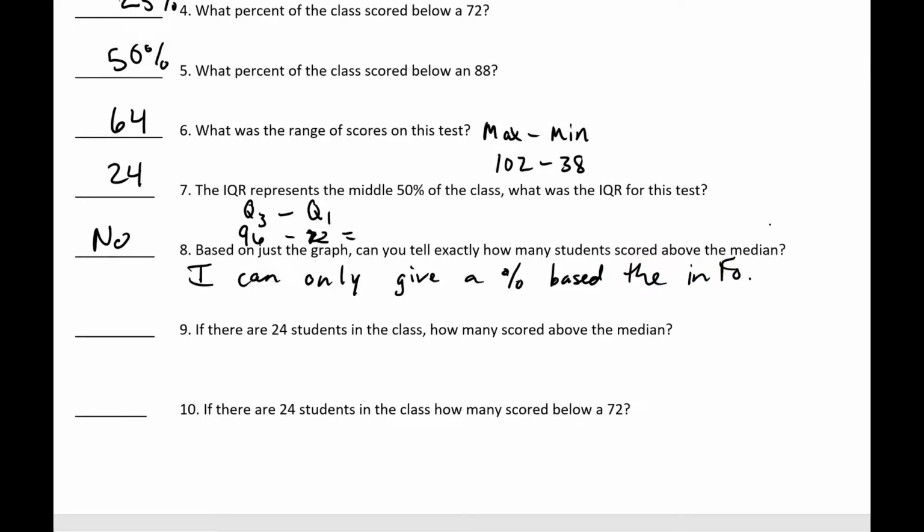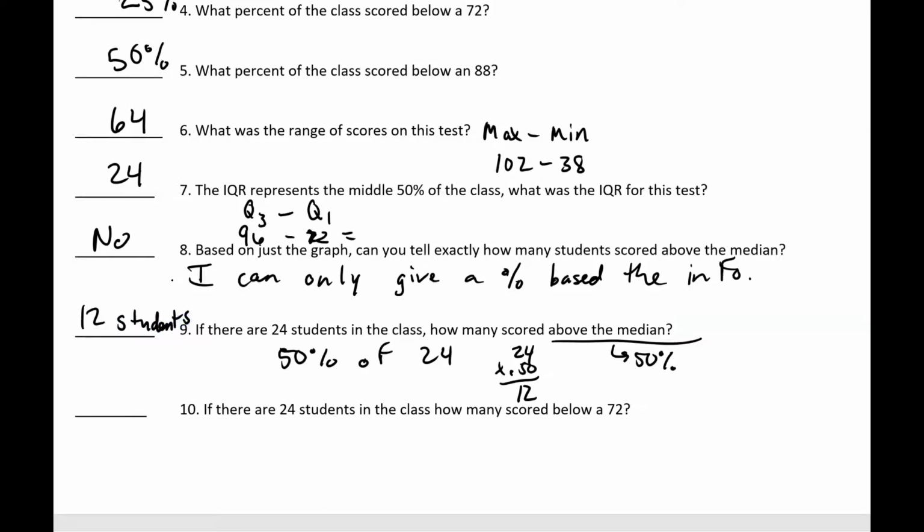All right. So number 9, if there are 24 students in the class, how many scored above the median? So above the median is 50%, right? Because below the median is 50% and above the median is 50%. So you're just going to take what is 50% of 24. Remember, that keyword of means to multiply. So you're going to do 24 times 0.50. Hopefully you remember that 50% is represented as 1/2. So what's half of 24? 12. So 12 students scored above the median.